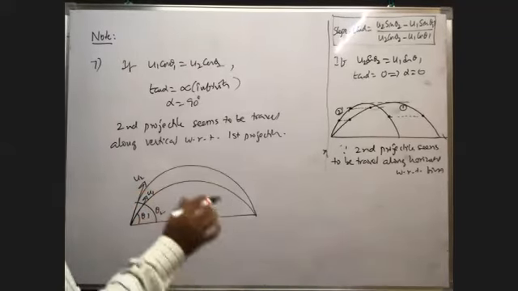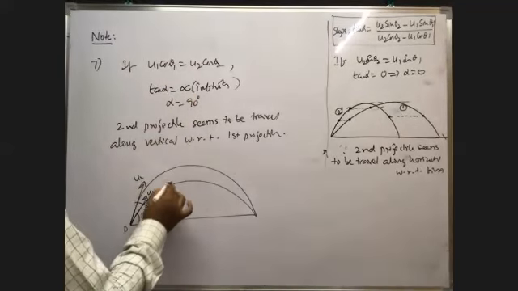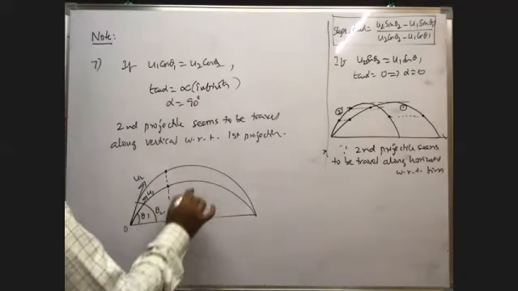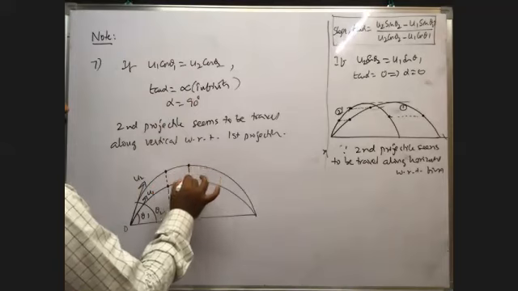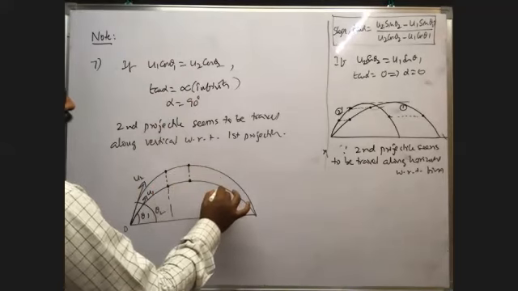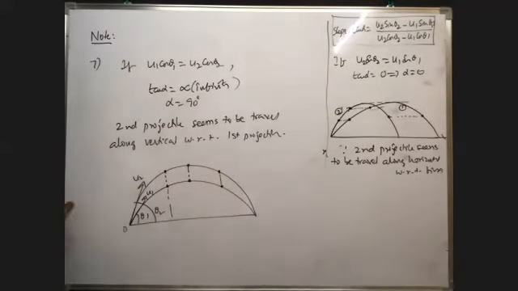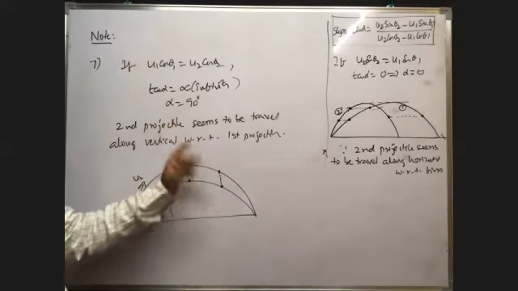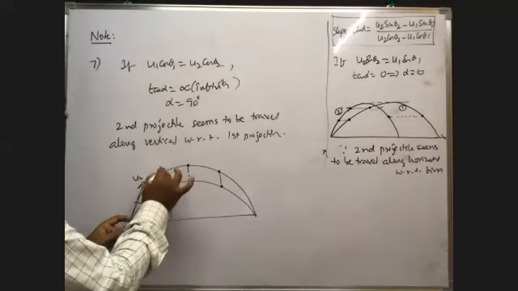At any time, as the horizontal components of velocities are equal, after some time t seconds, suppose the first projectile reaches the point here, the second projectile reaches the same horizontal position, because the horizontal distances traveled are the same. Whenever the first projectile reaches the point here, the second projectile reaches the point here, and the line joining them is vertical. That means when you see the second projectile with respect to the first, it is always along the vertical direction, though the distance between them will change.